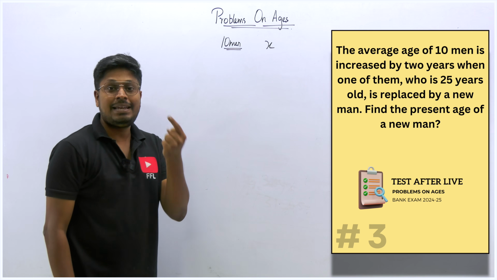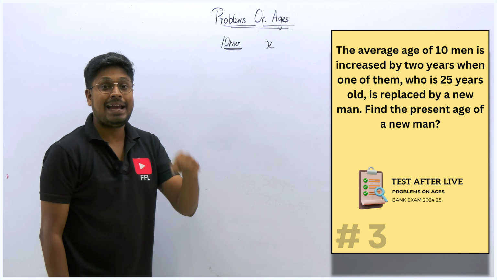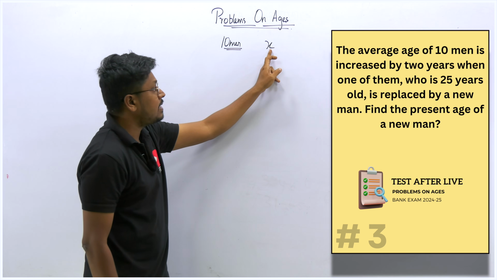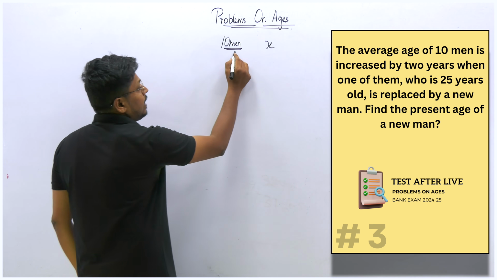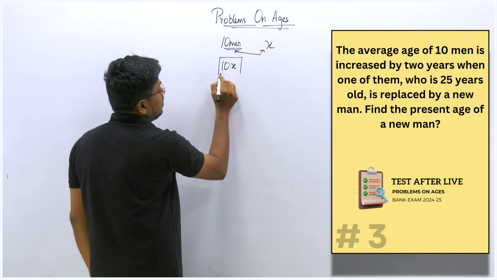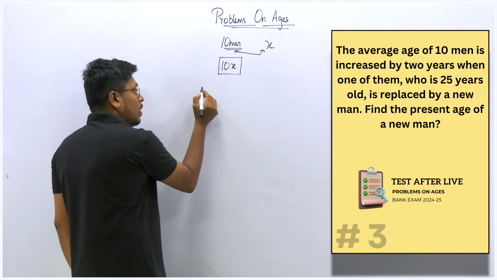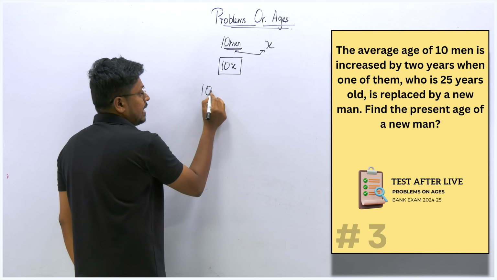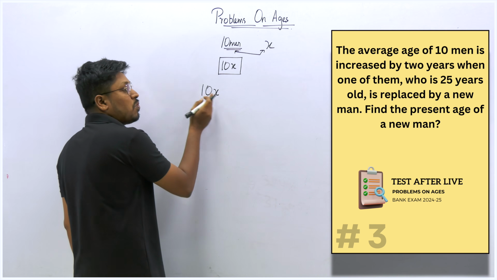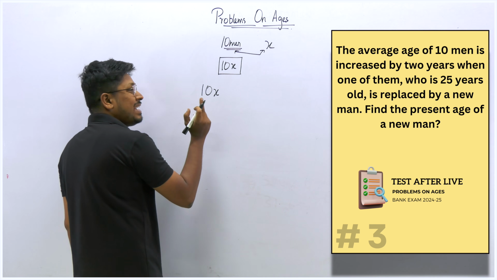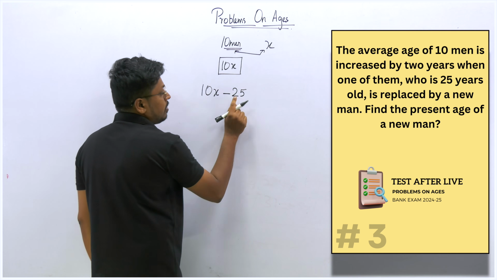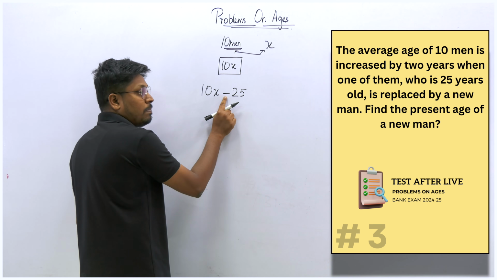Only one person's age, which is 25 years, has been eliminated from the 10 men. So now we know totally there are 10 men, but the average age was not given. So the total sum of age of all the 10 men will be 10x. So 10x will be the total sum of their ages. So just see how I am writing the equation. 10x will be the total sum, and out of this total sum, one person whose age is 25 has been eliminated, removed from the group. So minus 25.